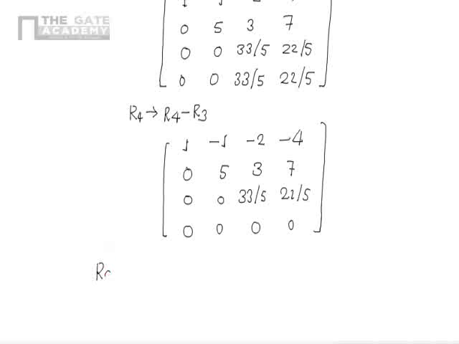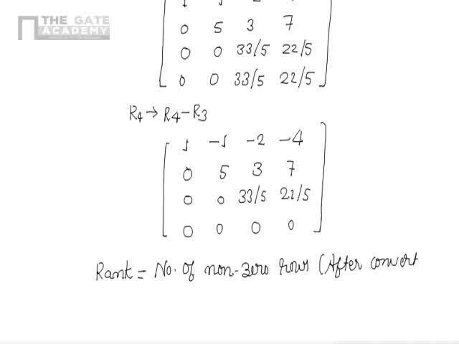So the rank of this matrix is equal to the number of non-zero rows, after converting into upper triangular matrix form.